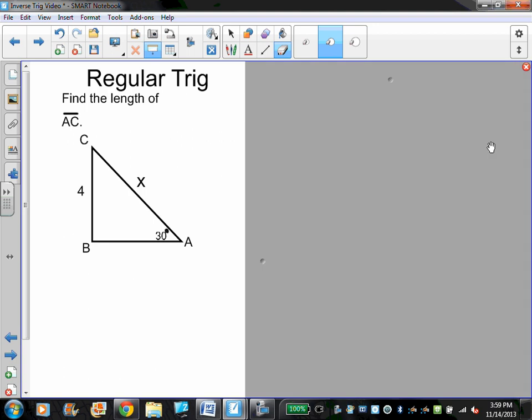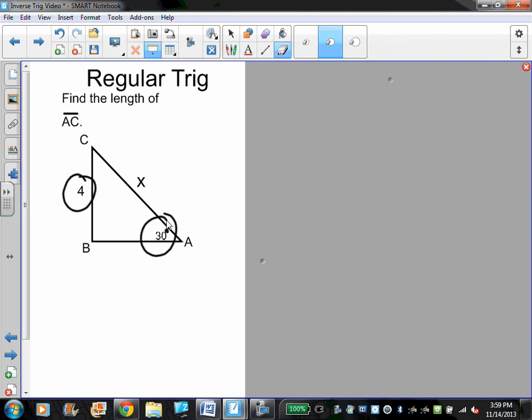For example, this is a problem that you might have seen before when we were doing regular trig problems, where we would be asked to find the length of segment AC. There's the x representing our variable. One thing we might know is that this angle here is 30 degrees, and that one of the side lengths is 4. Using that, we'd see that 4 is the opposite side, x is the hypotenuse, and we'd end up using sine to figure out what x was.